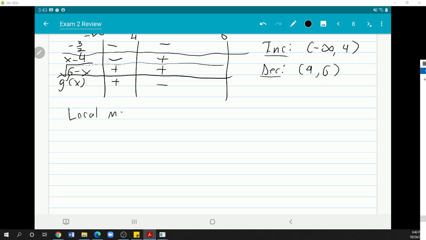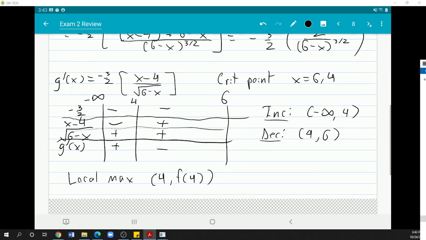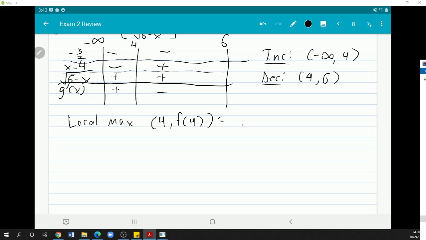So local max at 4 comma f of 4. And what was our original function? X times root 6 minus x equals 4. 4 times root 6 minus 4 equals 4 times 4 root 2. So we're going to have a local max there. And that's by the first derivative test. We were increasing, and then we were decreasing. Next, we need to take a look at the second derivative.